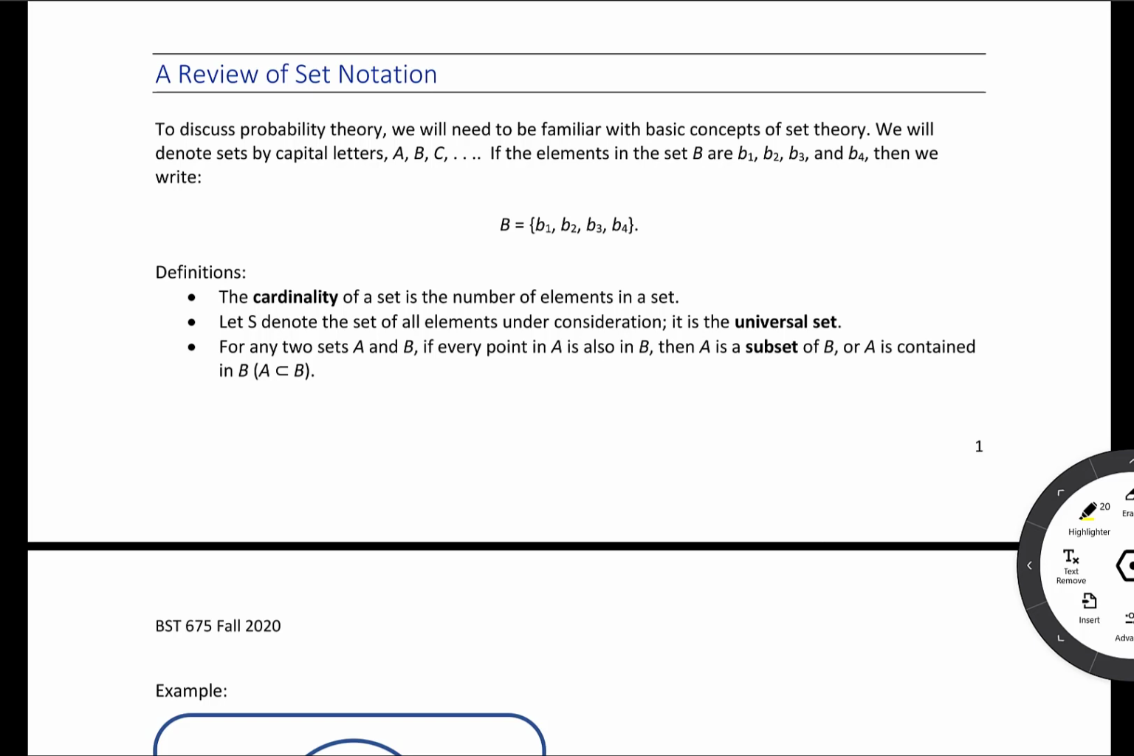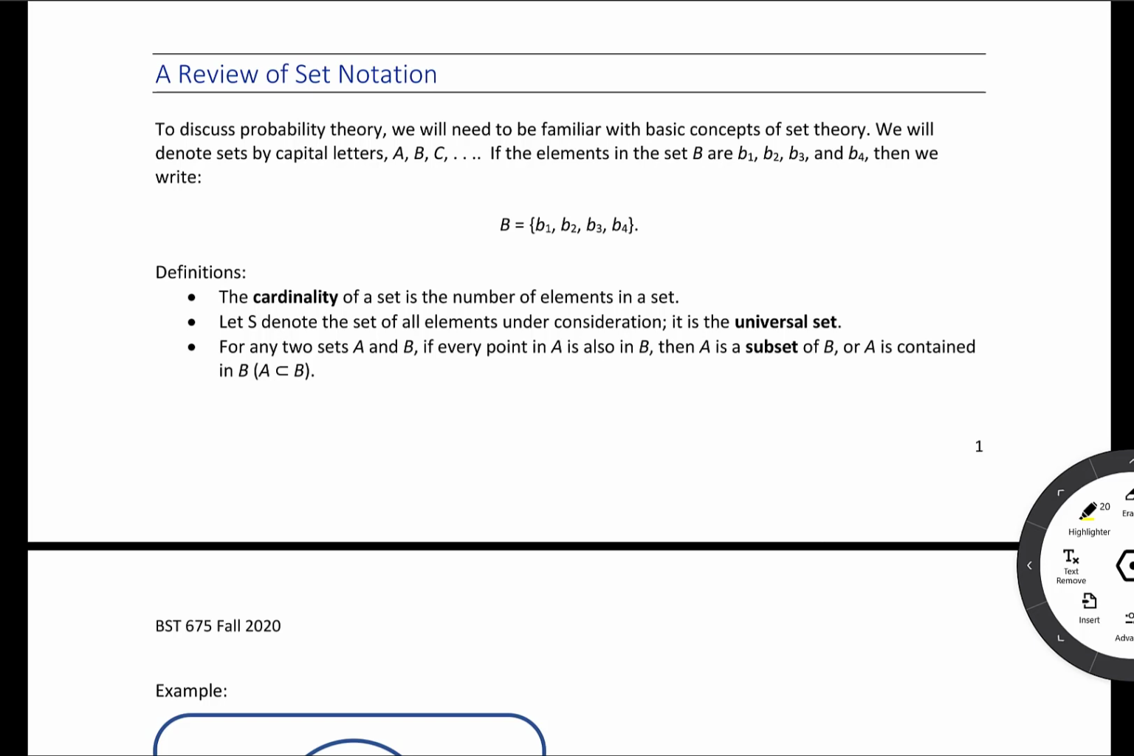And then we use the lowercase letters to represent the elements. So for example, if we had the set B and B was comprised of 4 elements, we could use lowercase b1 all the way up to lowercase b4 to denote those elements. Some other definitions, the cardinality of a set is the number of elements. So set B that we have up above has 4 elements in it, so its cardinality is equal to 4.